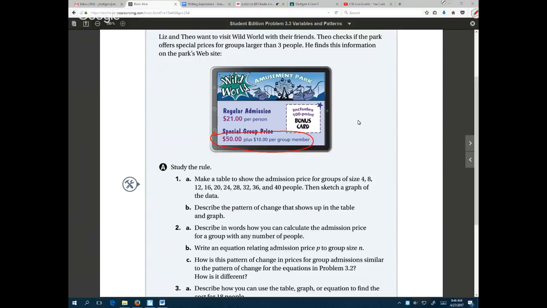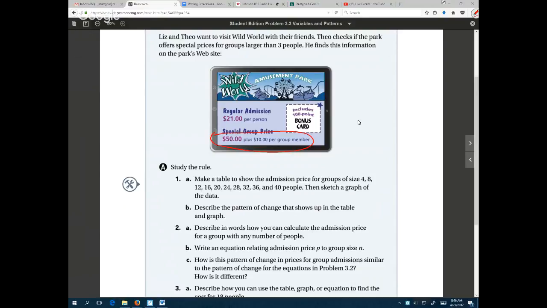Just as a quick hint, you don't have to do these ones in your table, but if 2 people went and could get the group rate, what would they have paid? You've got the $50 plus the $10 per person. If 2 people went, how much would they have had to pay? 70. How'd you get 70? It's 50 plus 2 more 10s. Very good.